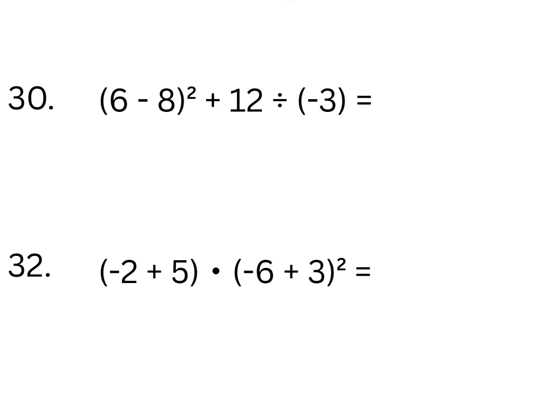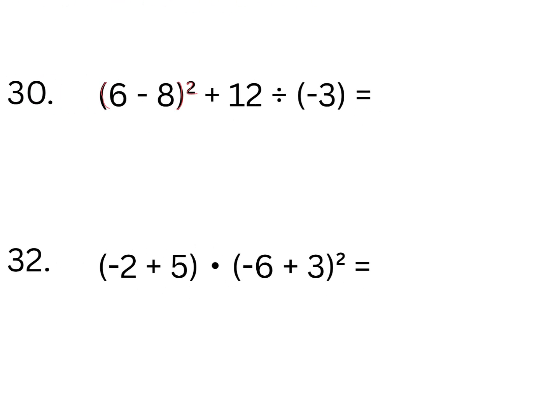6 minus 8 inside of parentheses, then it's squared. Okay, so let's go inside those parentheses and do that. 6 minus 8 is negative 2. Then it's being squared. That is 4.